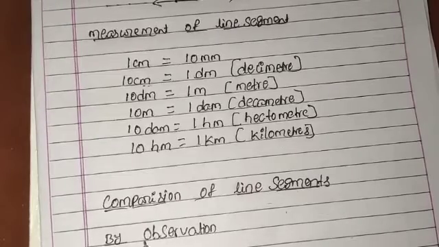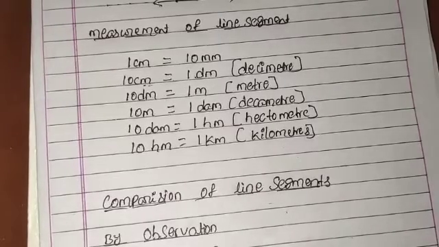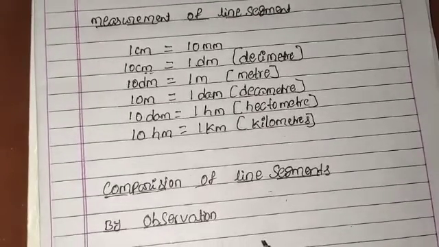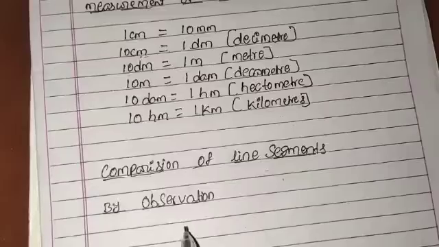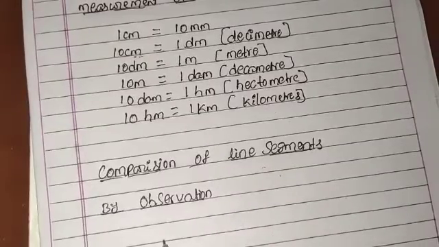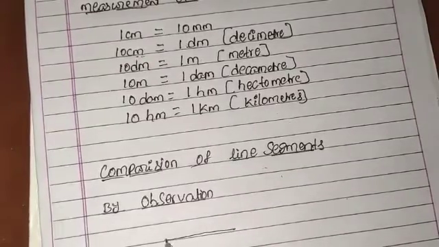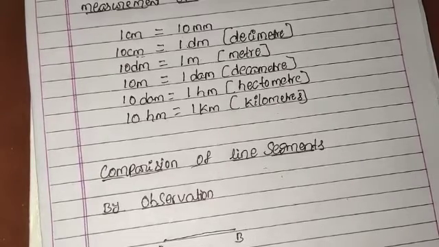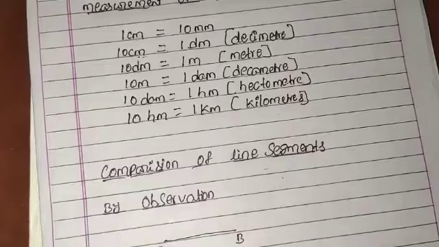Okay, then how do you find out whether the given line segment is shorter or longer? By observation. Let's see. By just observing them, we can easily find out which line segment is shorter or which is longer. Let's see. We have to write two line segments. Here is AB. We can write one more line segment. This is CD.